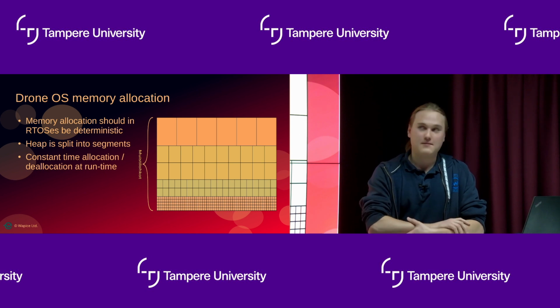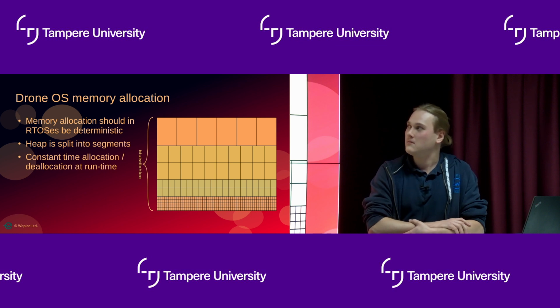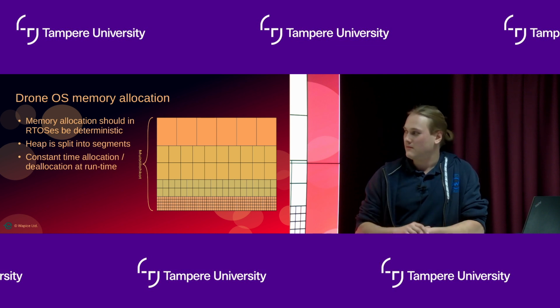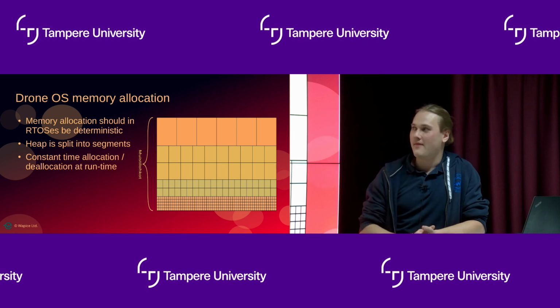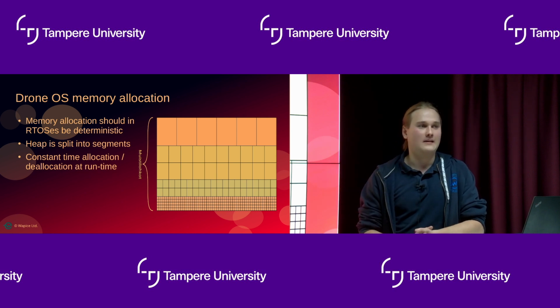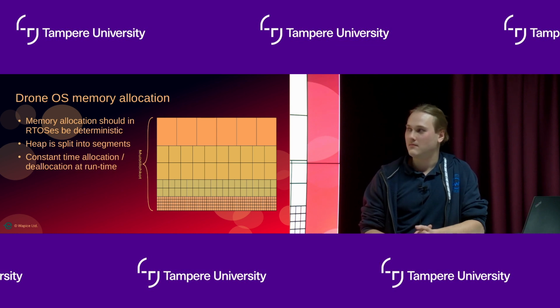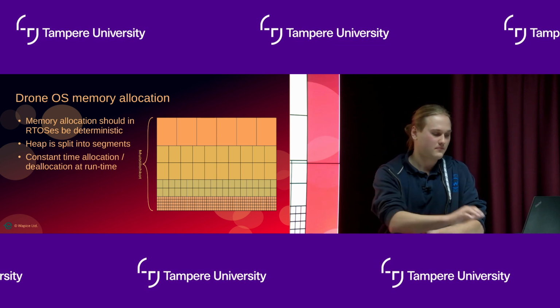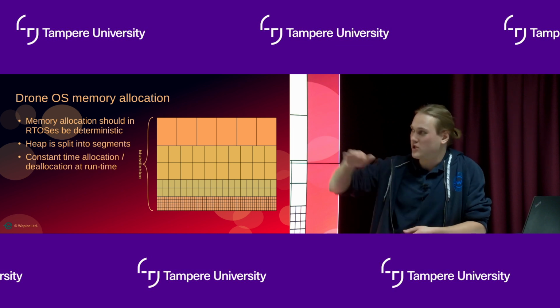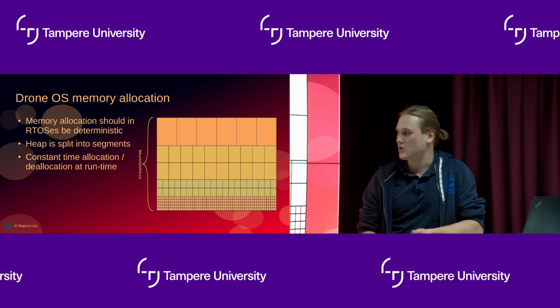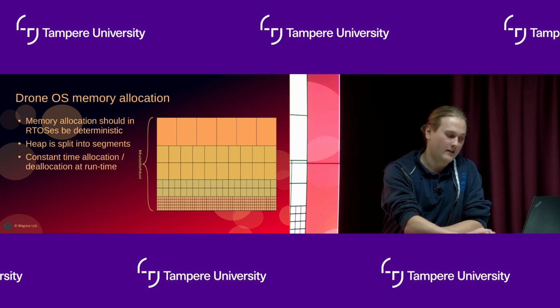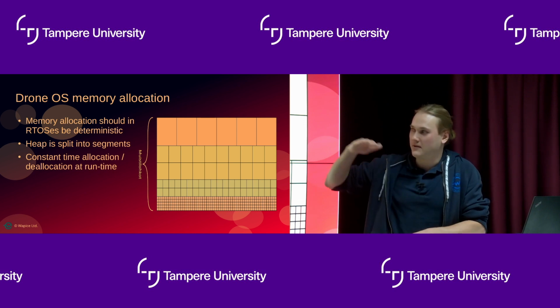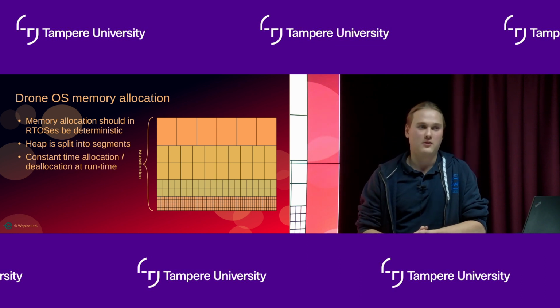Memory allocation. As we discussed earlier, everything should be deterministic in a real-time operating system, and malloc is not really deterministic. Drone OS solves this problem by dividing the whole memory segment into smaller segments, which can then be allocated and deallocated at runtime in a constant time. So the memory is just divided into segments which can each be individually allocated or deallocated, and that's why it's so fast. And for example, this configuration can be set by the drone command line tool.